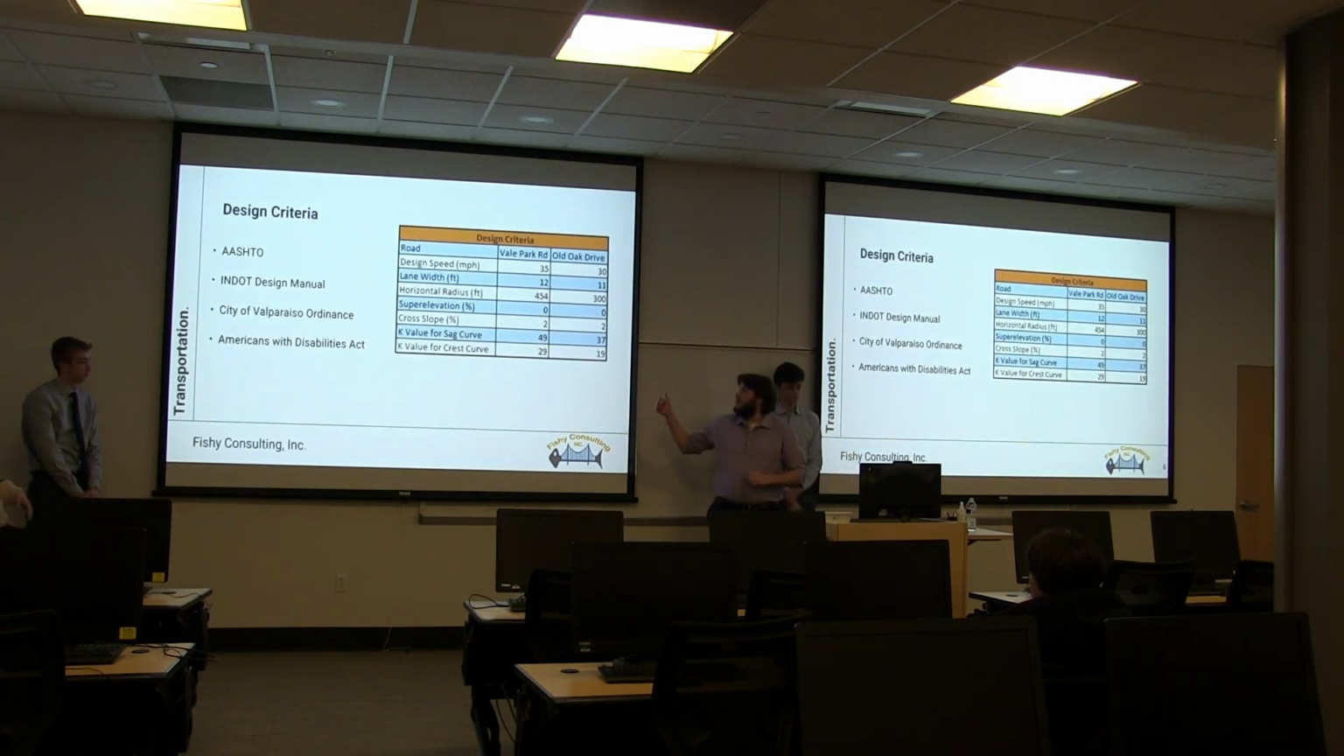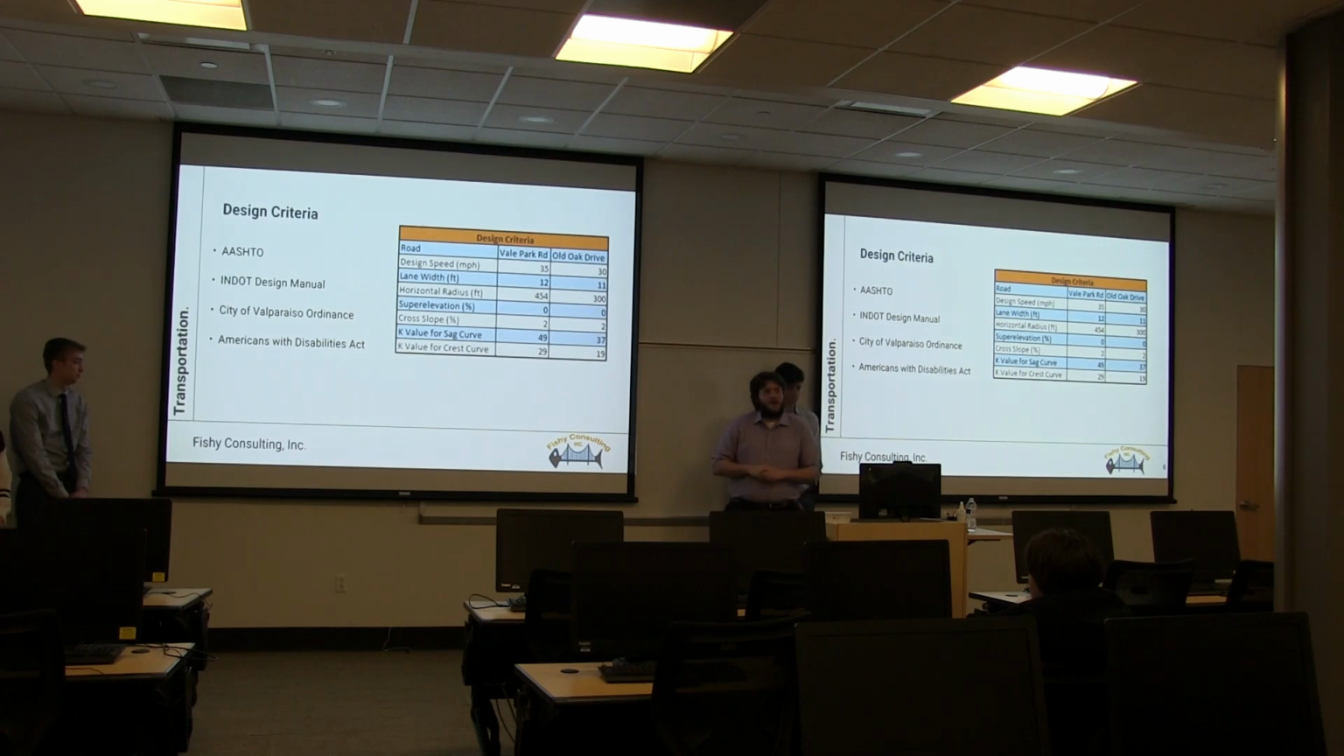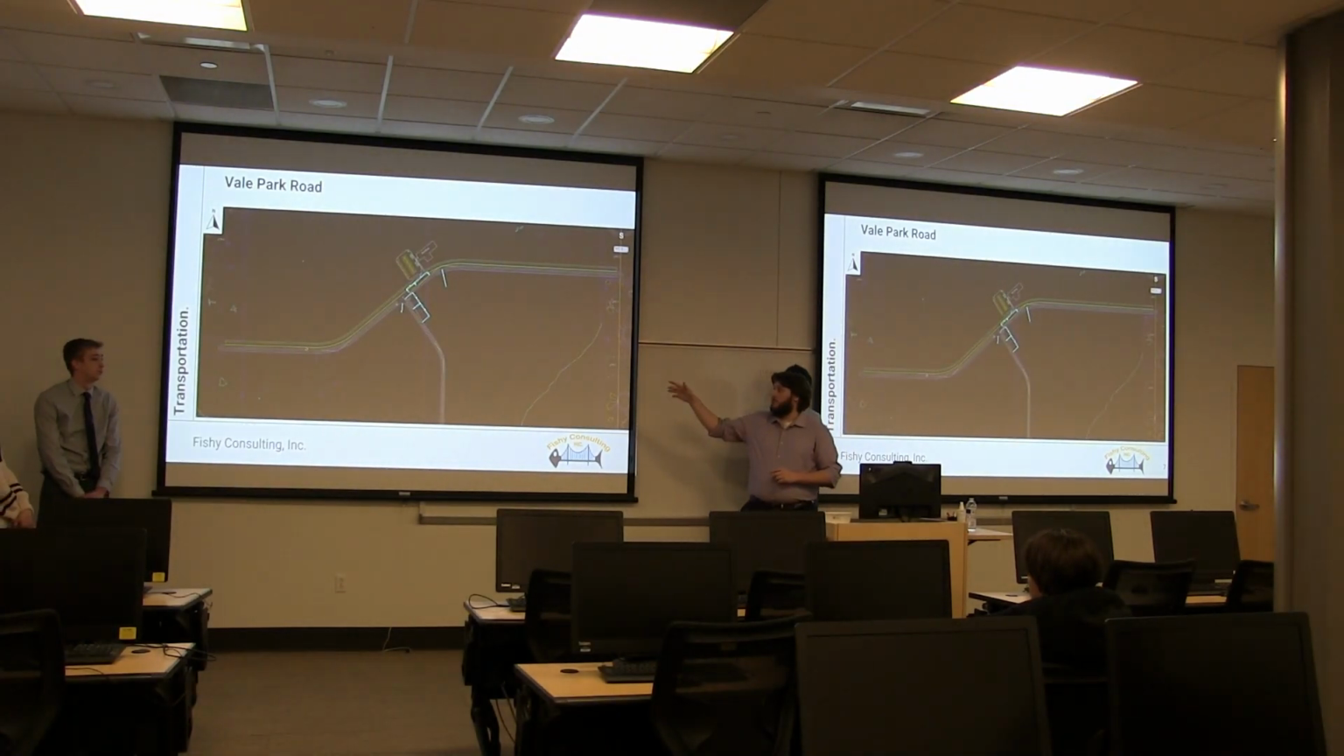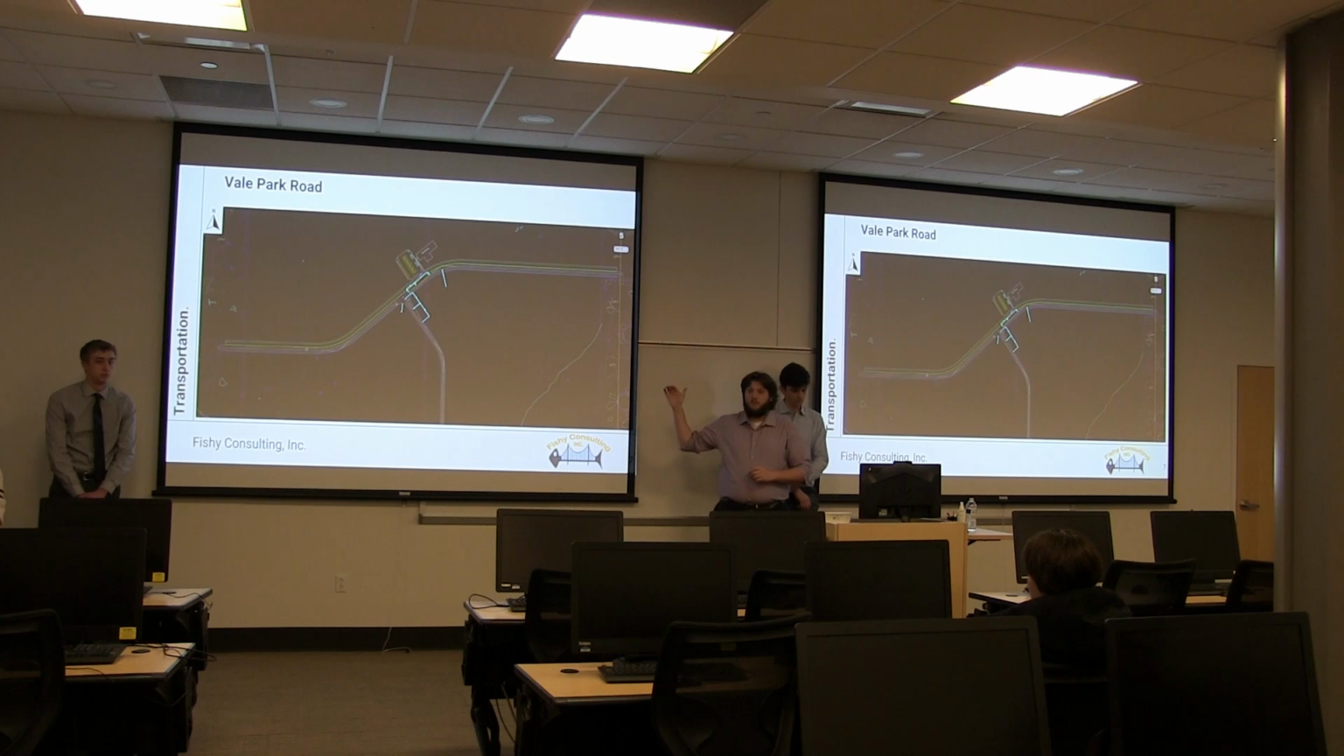All the values for the table on my right in the design criteria have been taken from the AASHTO Green Book and the NDOT Design Manual. I also used the City of Valparaiso ordinances and the Americans with Disabilities Act to design the parking lot. Moving on to Ville Park Road, you can see here the full horizontal alignment of Ville Park Road, and we followed the existing trail the whole way.